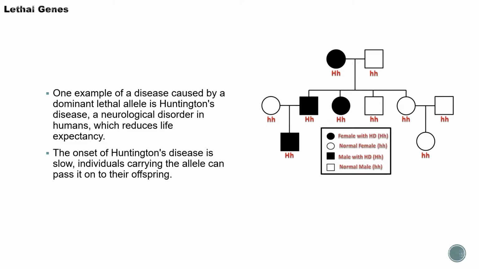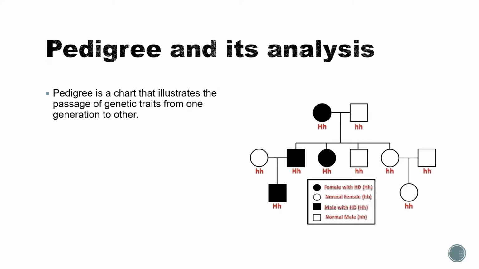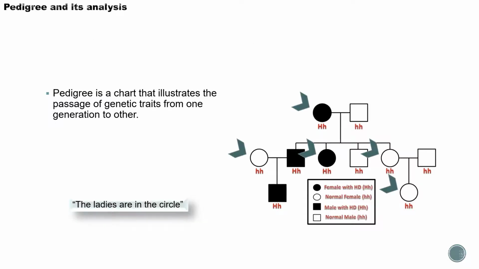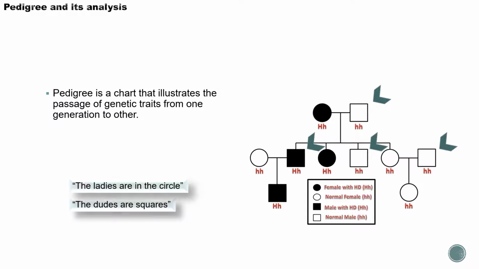We just saw a weird looking flowchart when talking about Huntington. What is that? That is called a pedigree, a chart that illustrates the passage of genetic traits from one generation to the other. The females in the pedigree are represented as circles while the males are represented as squares.